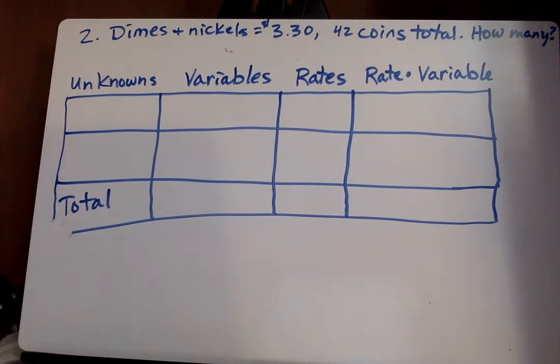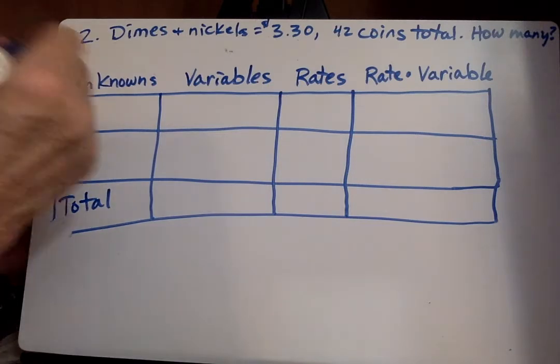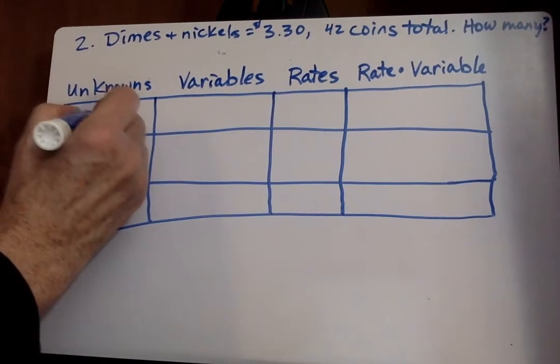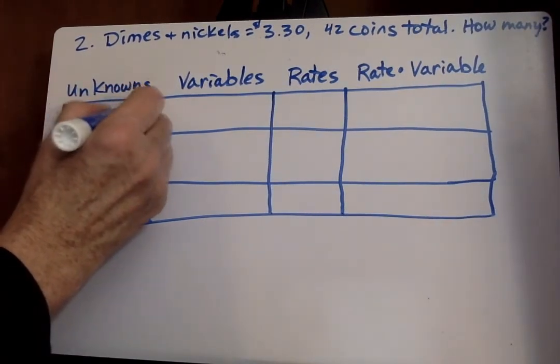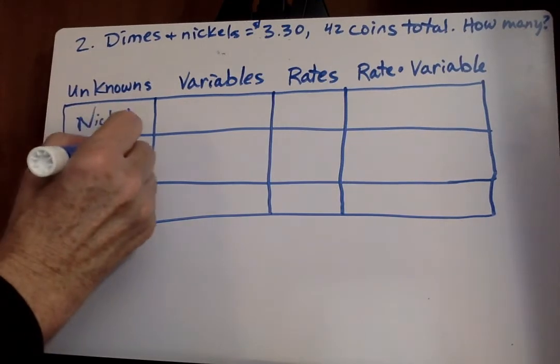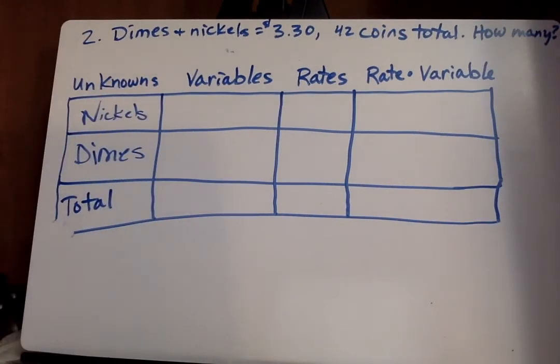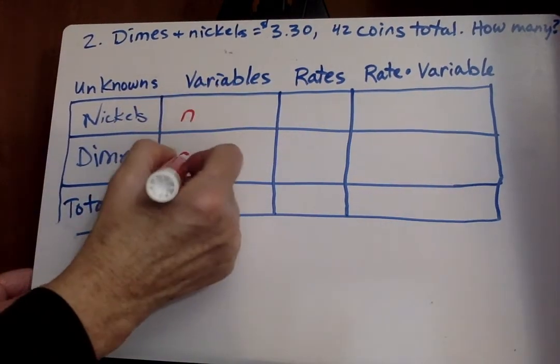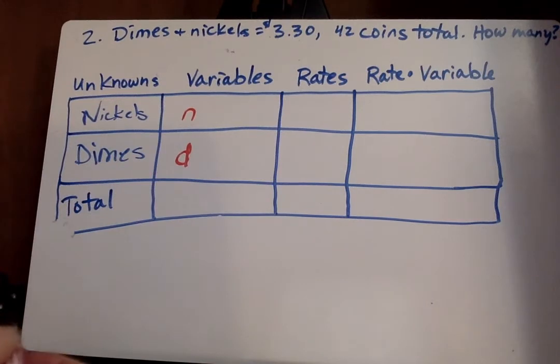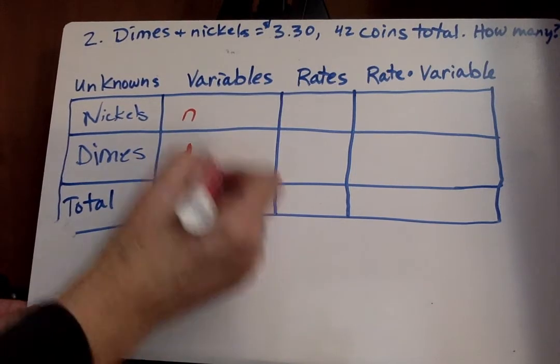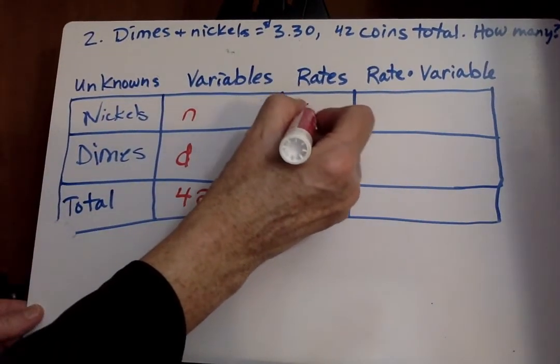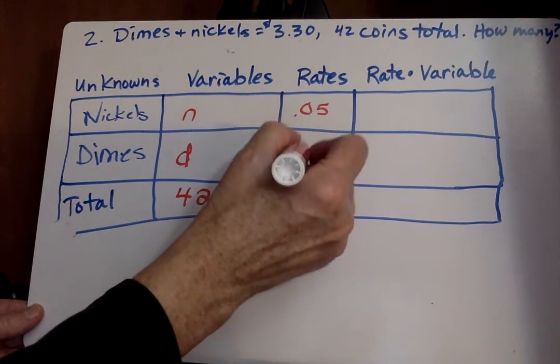This one is number 2. A collection of dimes and nickels is worth $3.30. So the things that are unknown are nickels and dimes. Maybe I'll go back to the red. Okay. So our variables, it's easy enough. I'm going to put N here for nickels, D for dimes. And it says there are 42 coins. So if we add those together, they're 42. What's the rate? The nickel is 0.05 and the dimes is 0.10.